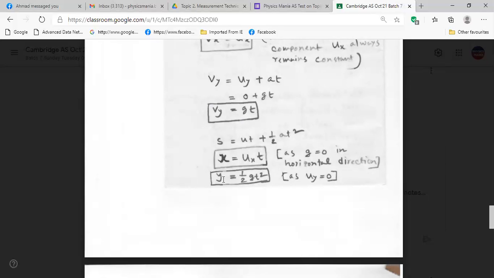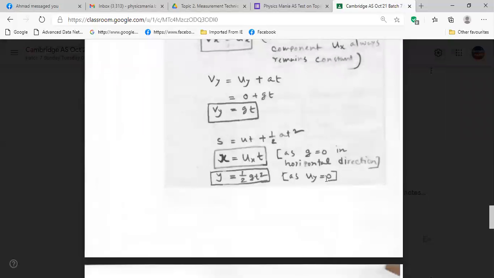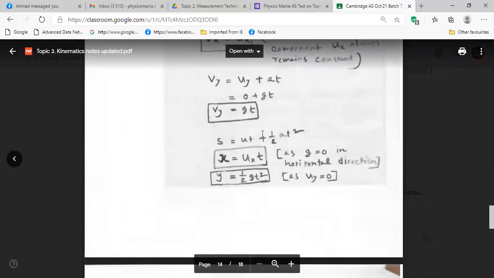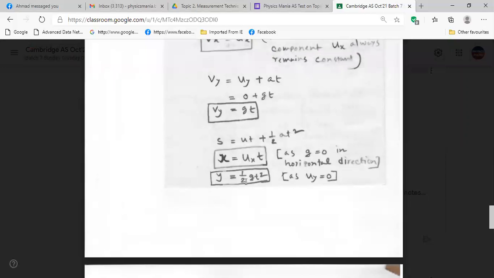For the vertical component, uy was 0, isn't it? Because the equation is coming uyt plus half at square. So in place of uy we have 0, that's why this part is 0. Then we have here half at square, that means half gt square. That's why in the diagram you saw before that the vertical component of the displacement is half gt square, and here you see the horizontal component is x equals uxt.